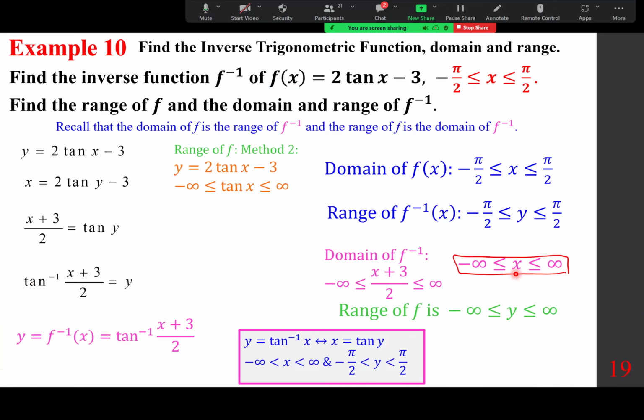Here's the second method that we can look at. If you go to this function, y, which represents 2 tan x minus 3, we know tan is between negative and positive infinity. When you multiply it by 2, class, 2 times negative infinity is still negative infinity, and 2 times infinity is still infinity. Subtract 3, add 3, whatever you do, the infinity and negative infinity don't change. So that's the second method to find the range here.